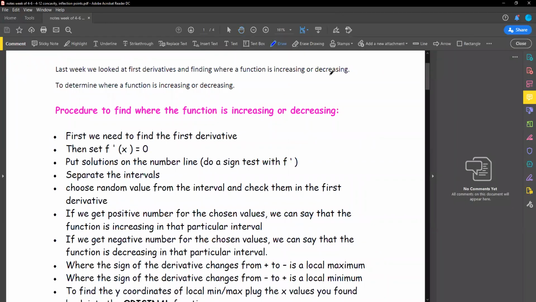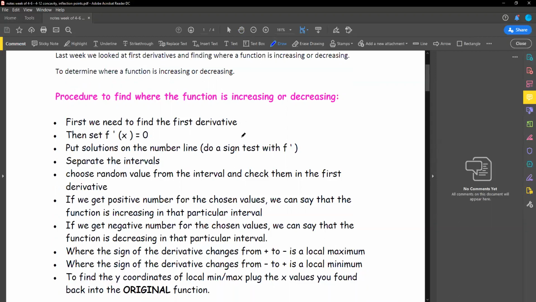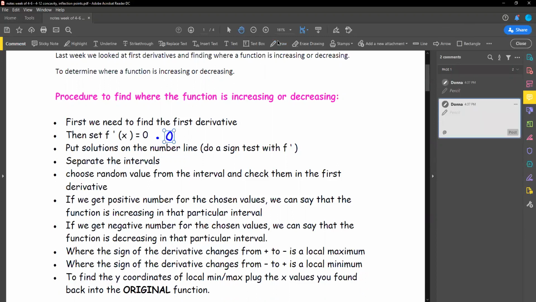All right. So to figure out where a function is increasing or decreasing, the first thing you do is find the first derivative, and then you set it equal to 0. You figure out where the derivative equals 0. And today, maybe we're going to talk a little bit about where it's undefined, because that could also be a critical value. A critical value is a potential minimum or maximum. We'll look at that later today.